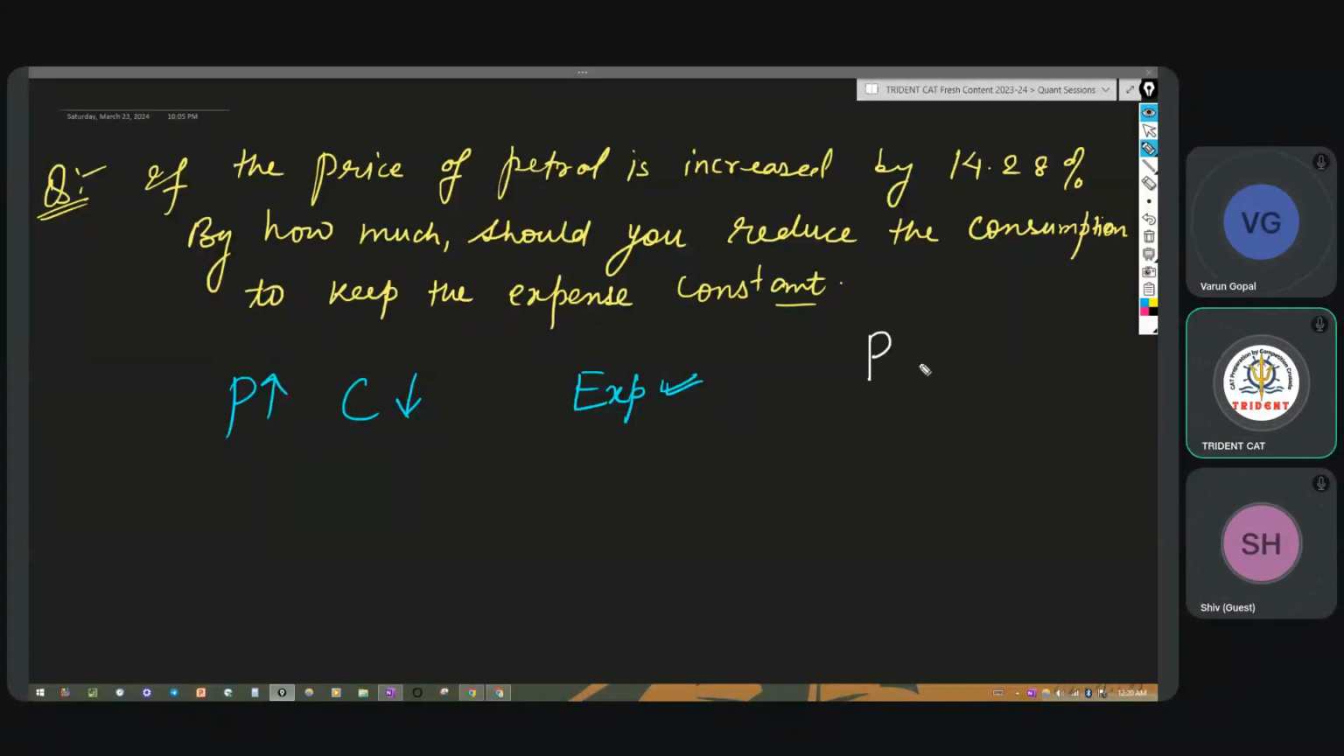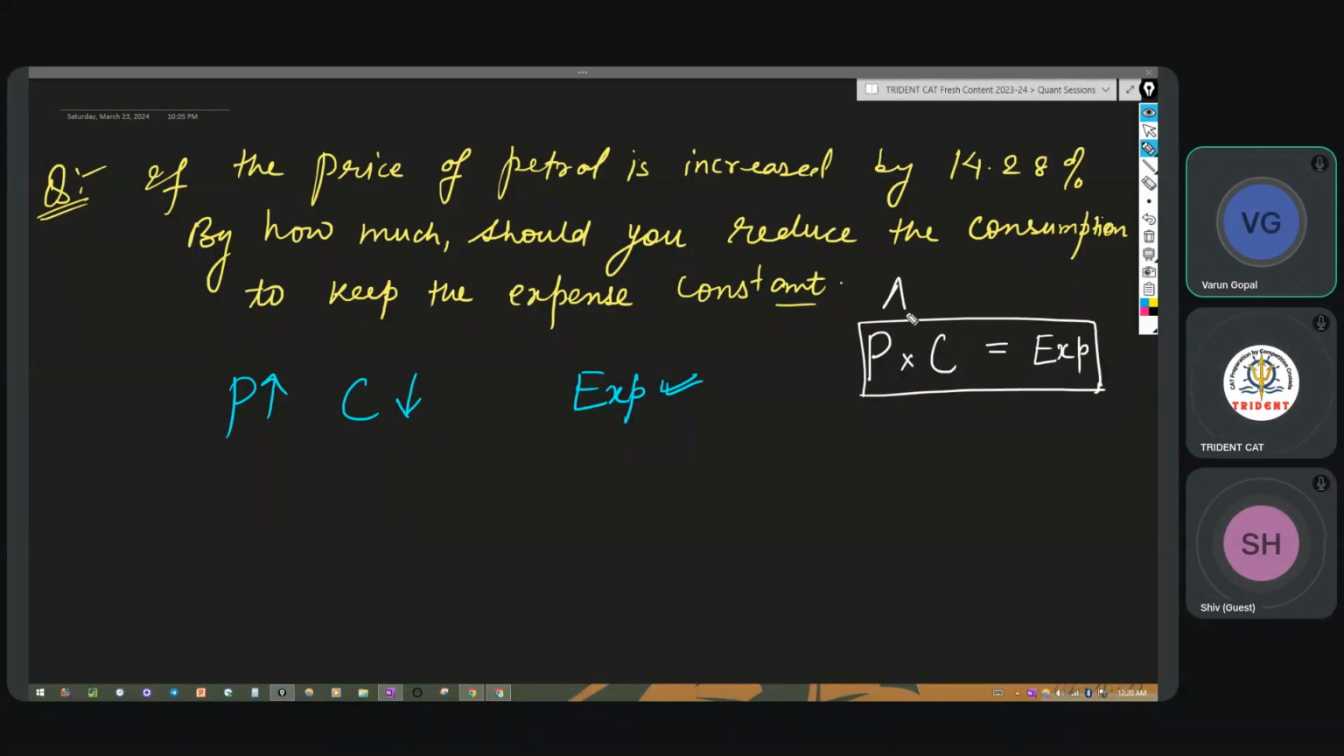Let me give you a hint. Price into consumption is equal to expenditure. So consumption has to be reduced by some amount. Something has increased, so obviously the other thing has to go down. Only then the product will stay constant. That is what I meant by product constancy.